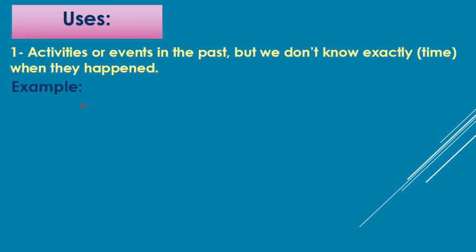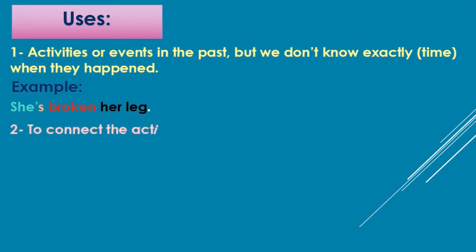Here we have an example. She's broken her leg. She's broken her leg. إذا متى كسرت قدمها لا نعرف موعد حدوث هذا الفعل. إذا حدث في الماضي ولكن لا نعلم متى.